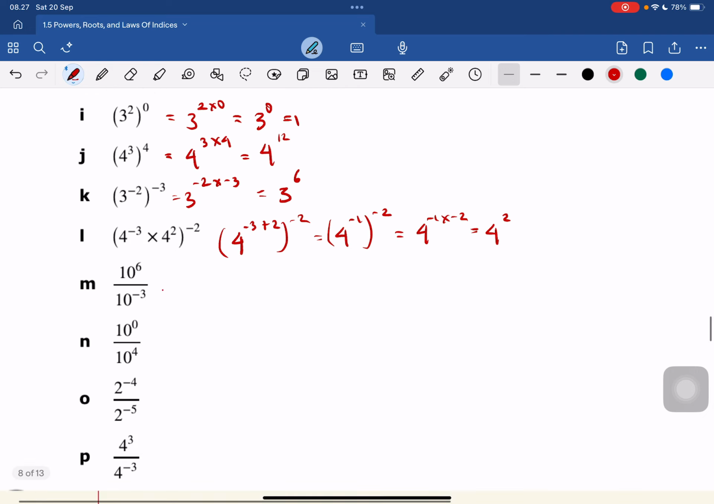Next number is divided, so it's going to be 10 power of 6 minus minus 3, which is 10 power of 9. Next, 10 power of 0 minus power of 4, which is 10 power of minus 4.